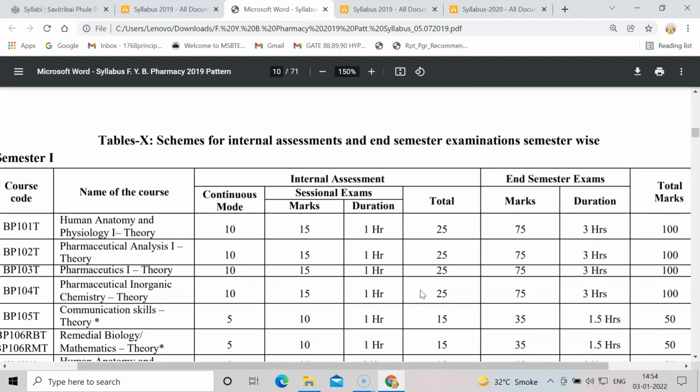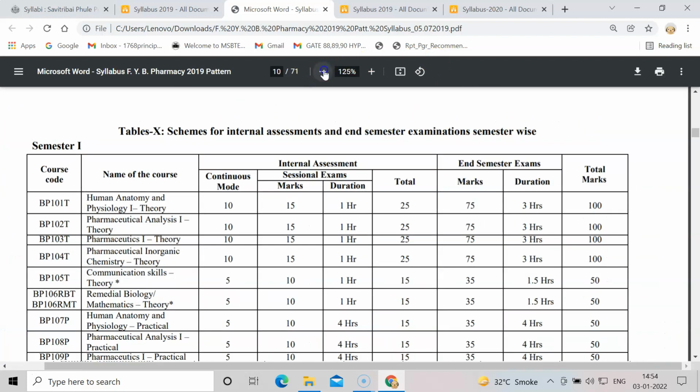Now this is the course structure for the first semester. I will zoom in a little bit. So here you can see semester 1, and in this way all 8 semesters have been given. So you have 8 semesters in 4 years. Each semester will last for 6 months. The course code is BP101T, Human Anatomy and Physiology 1. So it's a theory subject.